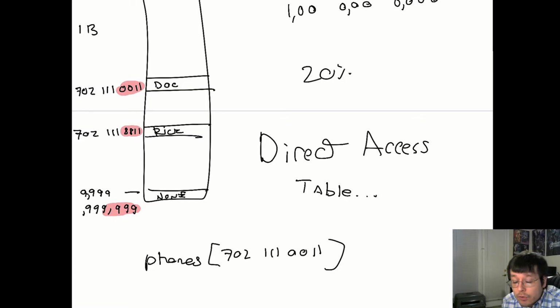But if there are 2 phone numbers that have the same last 4 digits, those 2 items are going to try to go to the same spot. So if we have somebody whose number is 725-111-0011, this person, like Jane, is going to end up in the same location as me. So if somebody asks for that, it could be either Jane or Doc, and you're going to be like, what? I only want the right person.